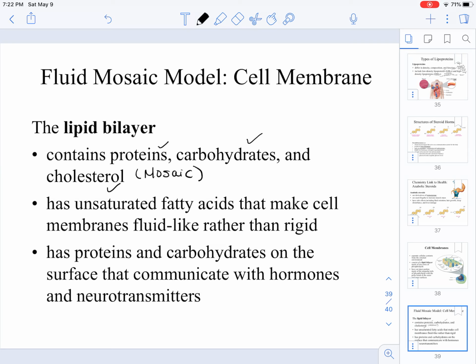Now, understand that the reason that we call it fluid is because when it comes to cell membranes, those tails are going to have unsaturated fatty acids, which makes the cell membrane fluid-like rather than rigid. Okay? Remember that the presence of these proteins or carbohydrates in the cell membranes is because the surface of the cell has to communicate with hormones and even neurotransmitters, depending on the type of the cell, in order to process the messages and deal with environmental cues.